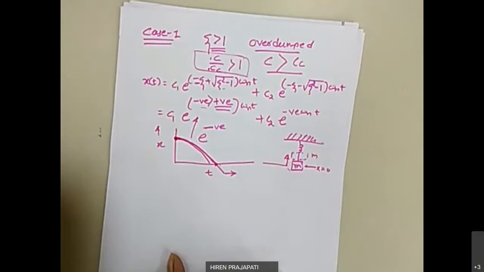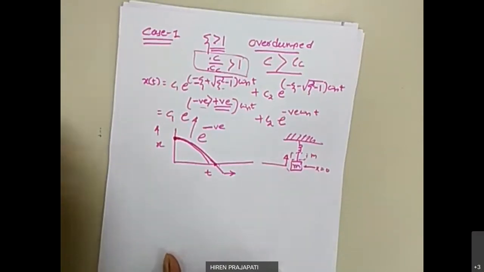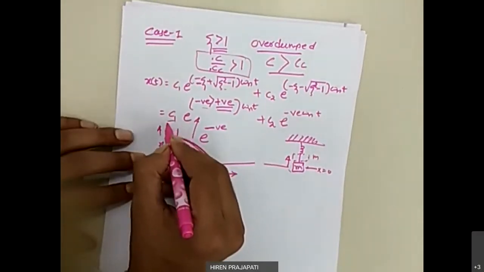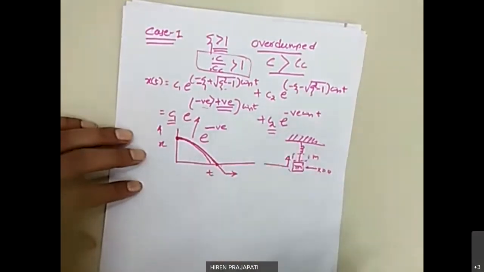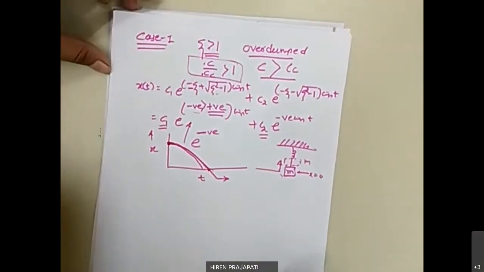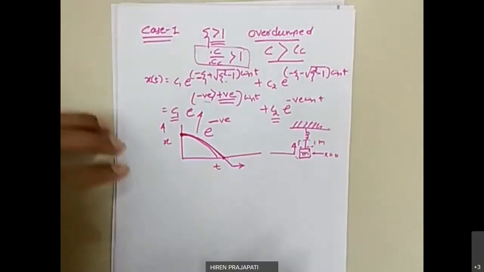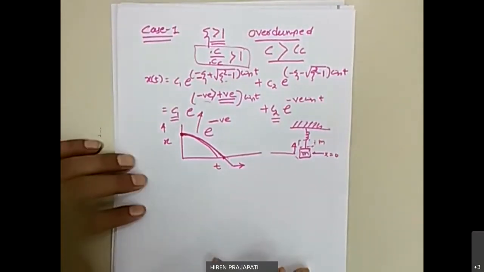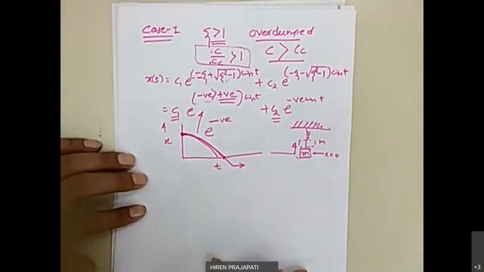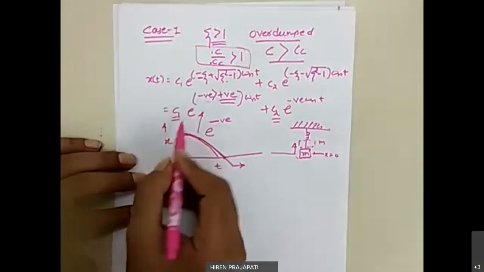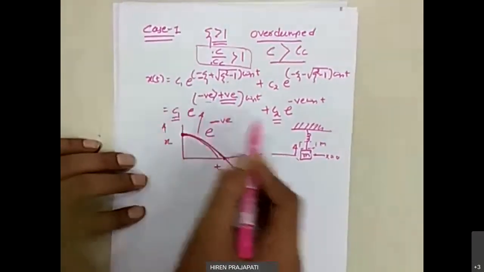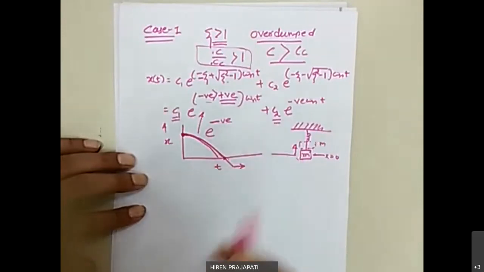Okay, now suppose you wish to find out the value of C1 and the value of C2. If you want to find the constants of this equation, then what we actually do is consider some initial conditions. Two constants are to be determined, so we need two initial conditions.